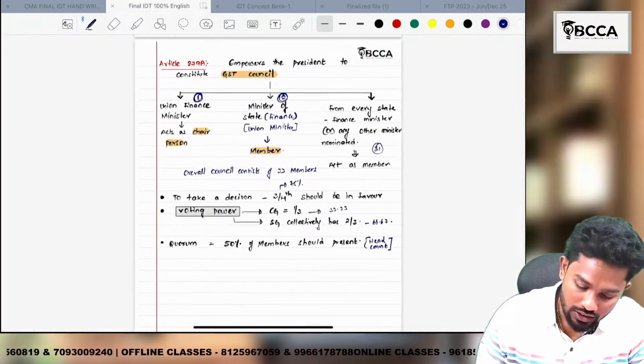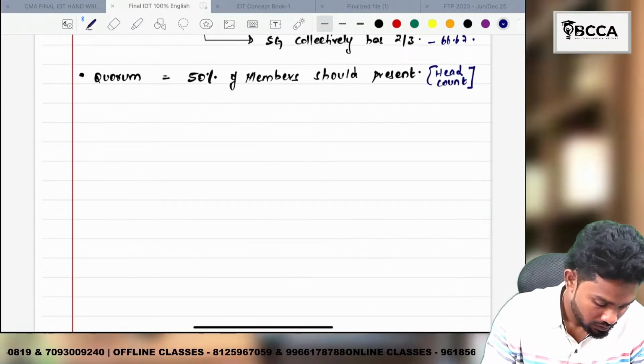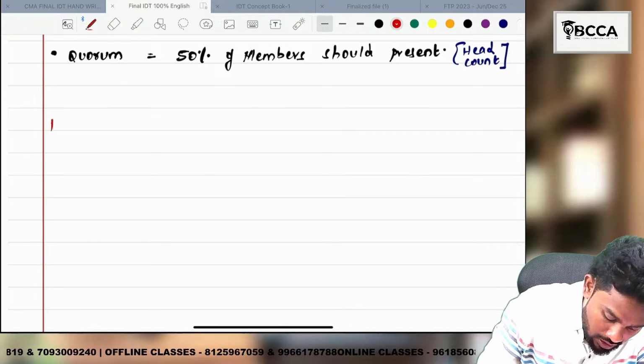Next, functions of the council. Functions of the GST Council.